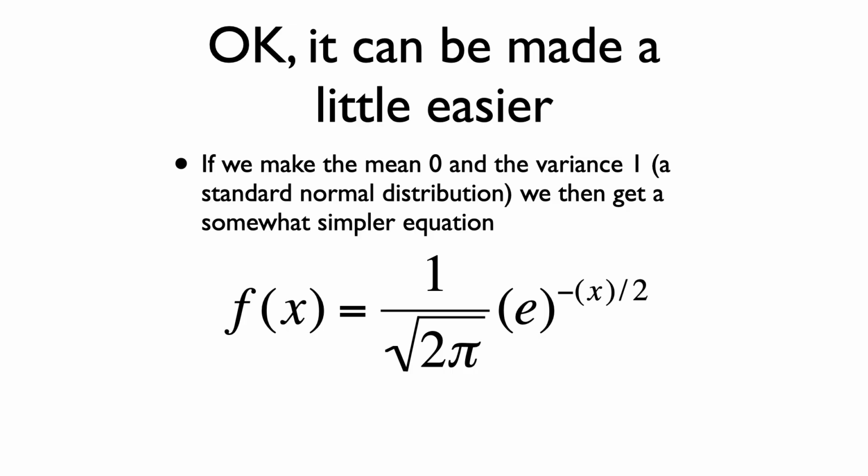So in fact, we call a normal distribution with a mean of 0 and a variance of 1 a standard normal distribution, or a Z distribution, right? Questions so far? Okay.